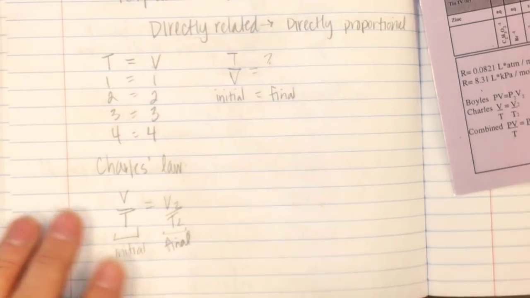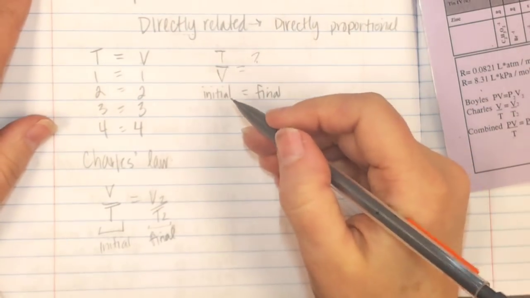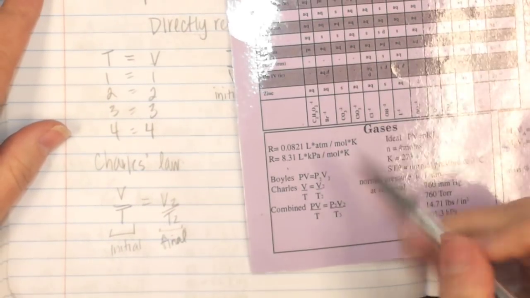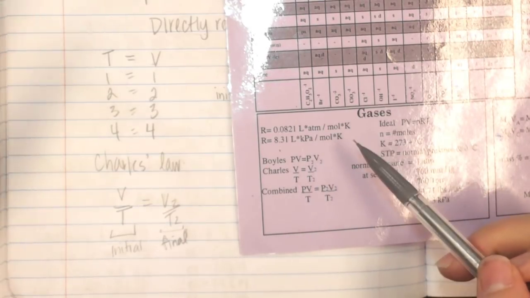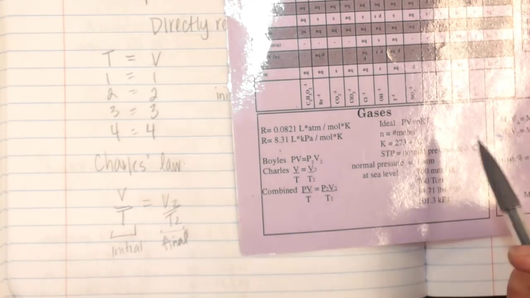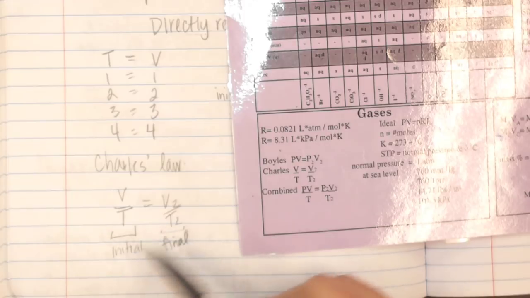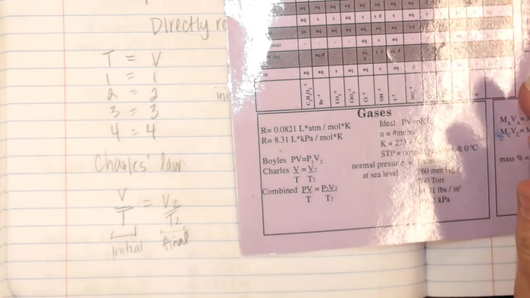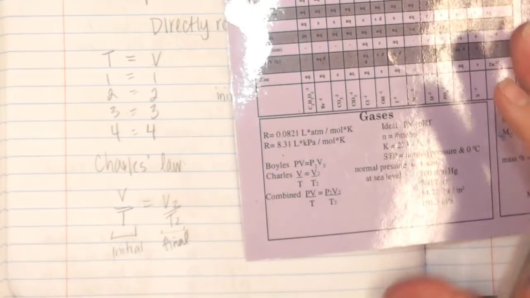Final. Okay. You don't have to memorize these equations. These equations are on the back of your periodic table. You will always have this periodic table. So understand the relationship, but don't worry about memorizing that. It's not going to be required.